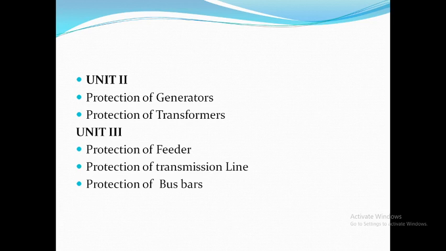In Unit 3, we are going to see about the protection of feeder. How feeder is going to be protected. What is the scheme employed for the protection of feeder? How the transmission line is going to be protected. What is the scheme for transmission line protection. How to protect our bus bars. Those things we will be seeing under Unit 3.